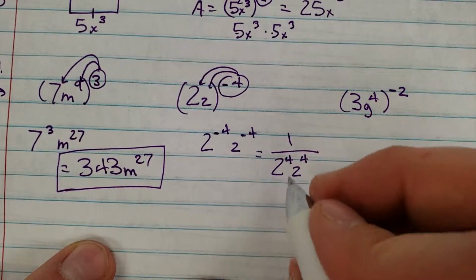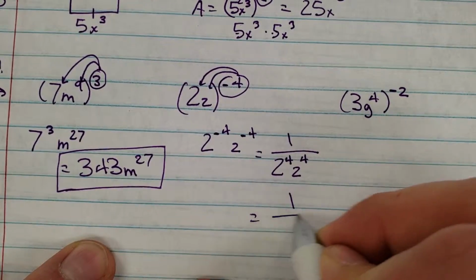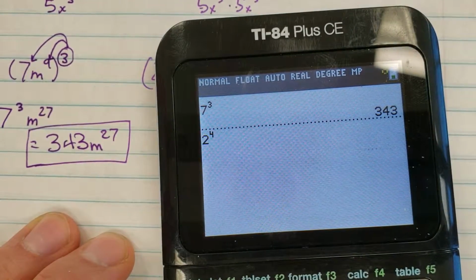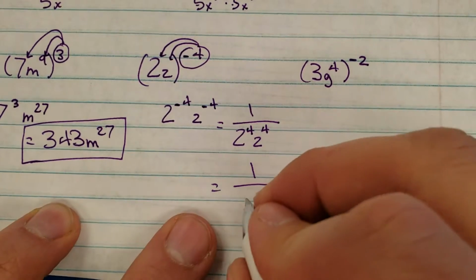What is 2 to the 4th power? So some of these are going to take a little bit of work, a little bit of extra steps. 2 to the 4th power, 16. I knew that, but I just wanted to make sure.